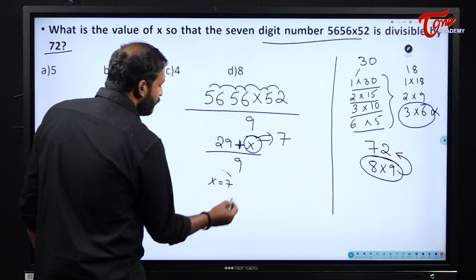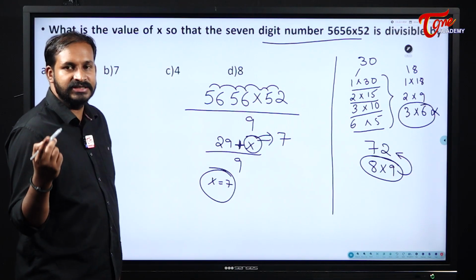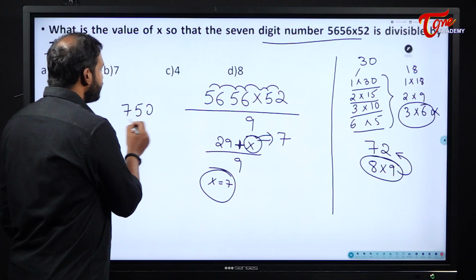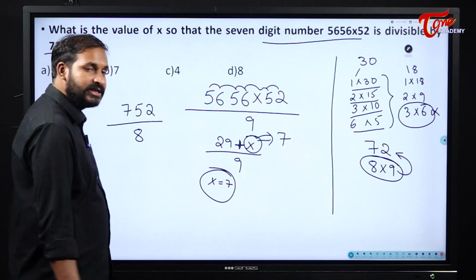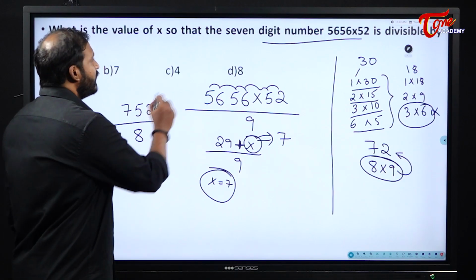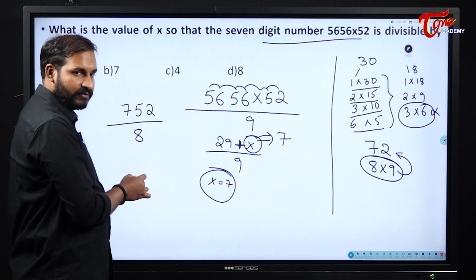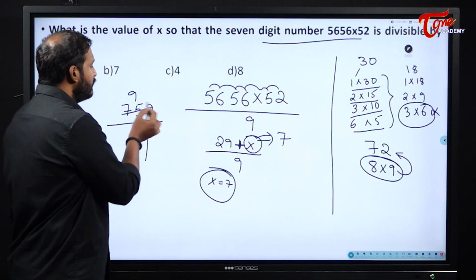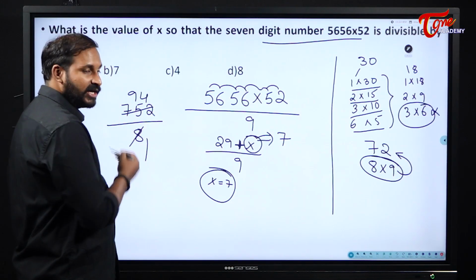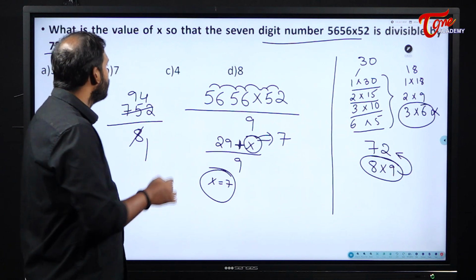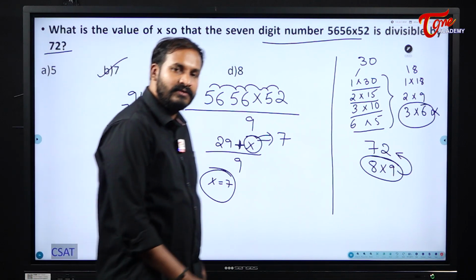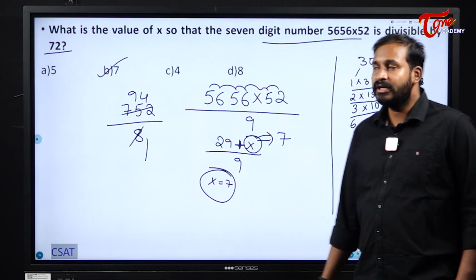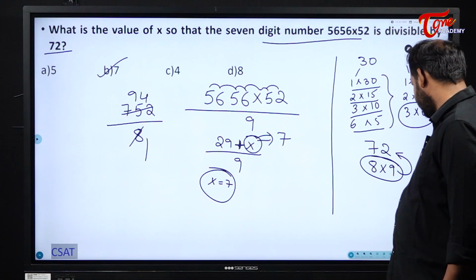Now we will put 7 and check whether it is divisible by 8 or not. What is the divisibility rule of 8? The last 3 digits should be divisible by 8, or the last 3 digits should be 0. So my number will become x52, that is 752. 8 nines are 72, I will be left with 3 2, and 8 fours are 32. So that is divisible by 8, right? So the value of x is 7. Okay, you need to do it in this manner.